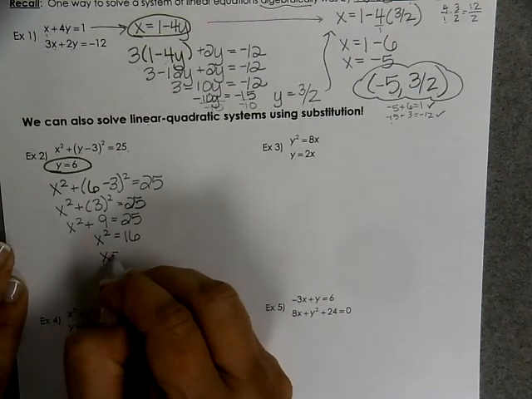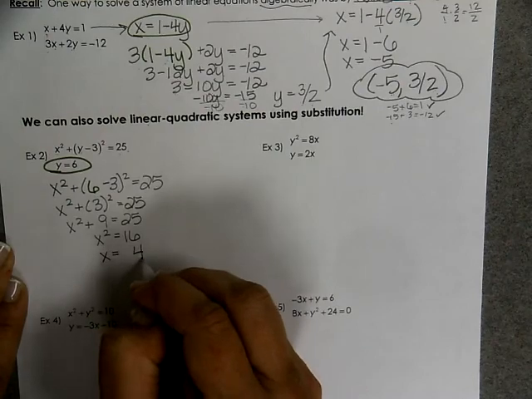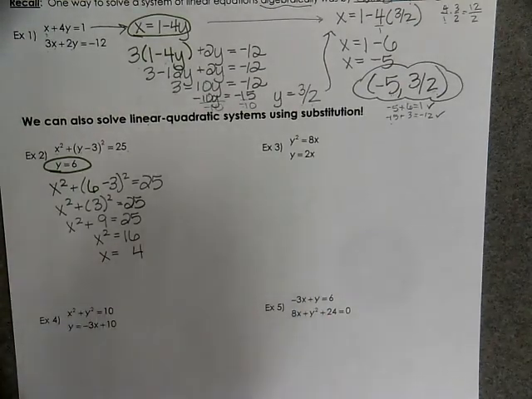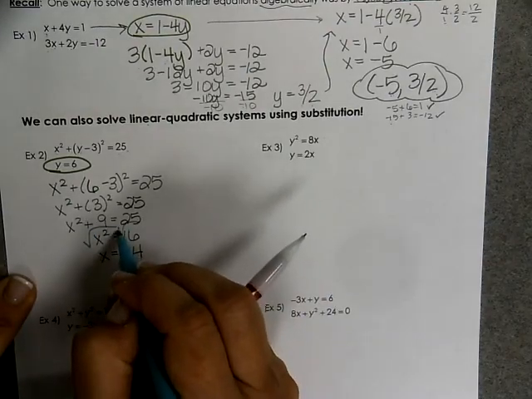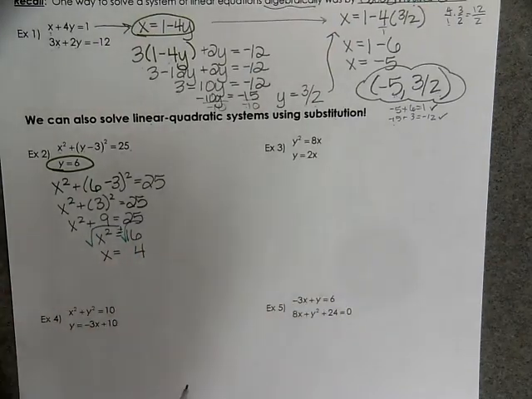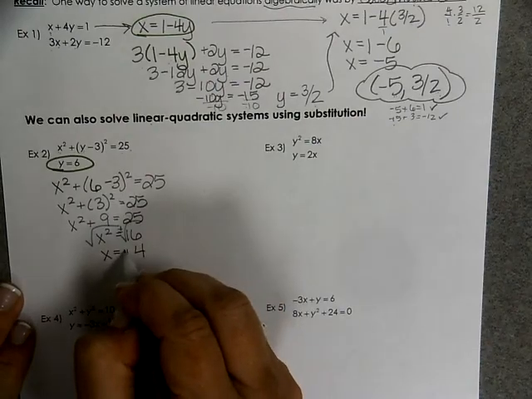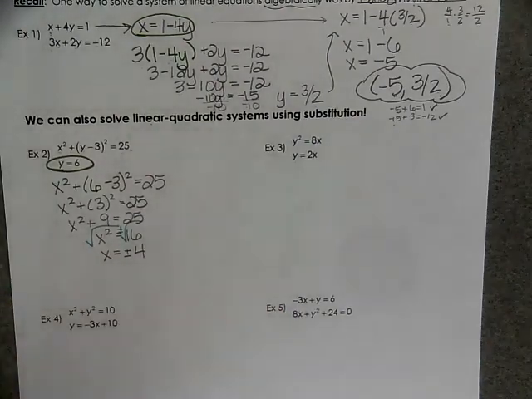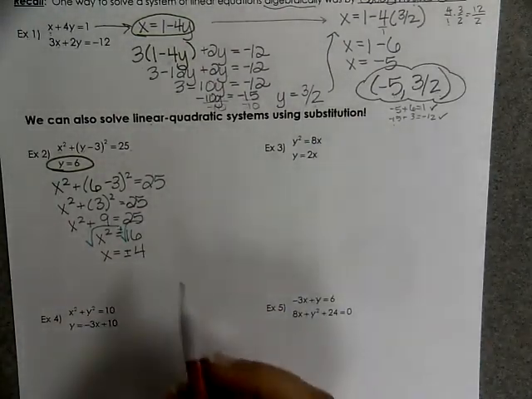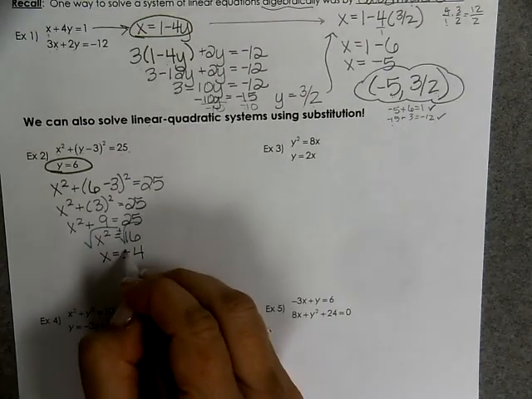And we know that we take the square root of both sides. But when we take the square root, remember that we need to consider both the positive and the negative square root. So I end up with x being plus or minus 4. So it looks like there are two possibilities for x.